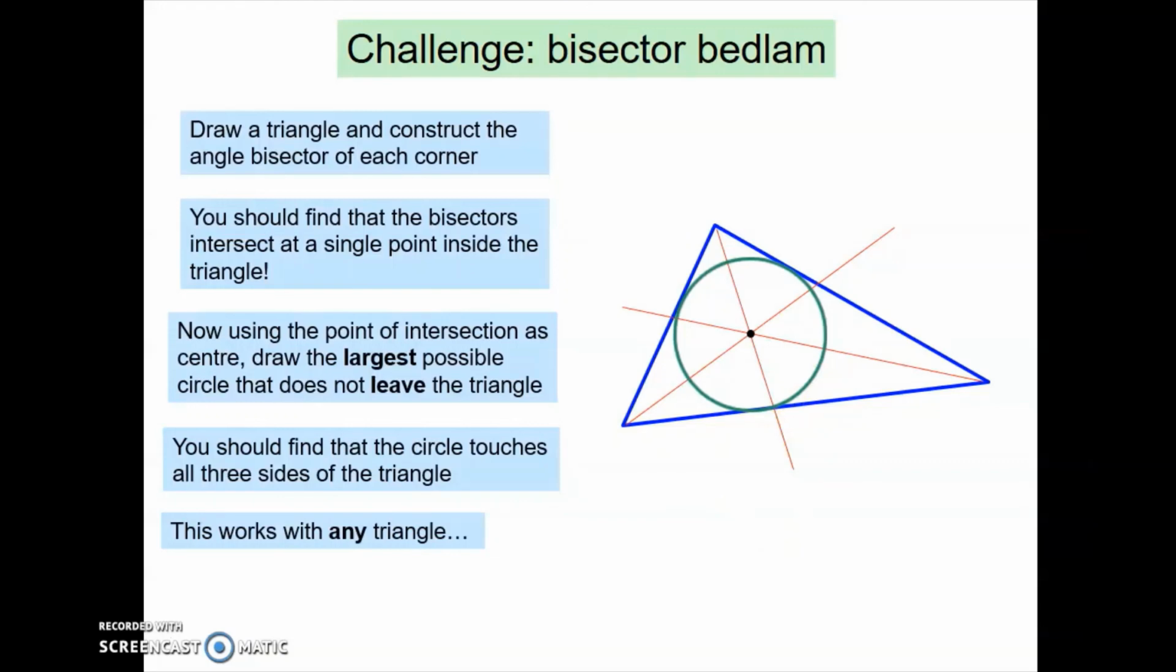Okay, if you've been able to create some good constructions, some triangles, some perpendicular bisectors, some angle bisectors, then that's great. You've shown some very good understanding of the topic of constructions.